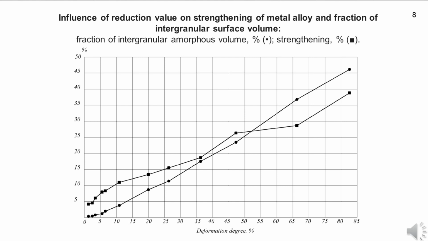The effect of the magnitude of compression, percent, on the hardening of the metal alloy and the proportion of intergranular volume is shown in the graph on slide 8, which shows that these values increase almost equally with increasing strain rate. The results suggest that there is a correlation between the increase in yield strength of the metal alloy and the size of the intergrain boundaries, that is the amorphous layer, which contributes to the strength of the metal.